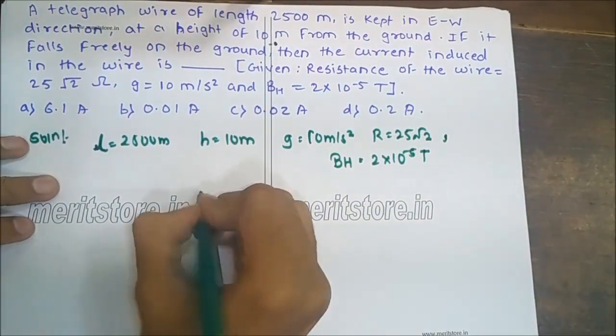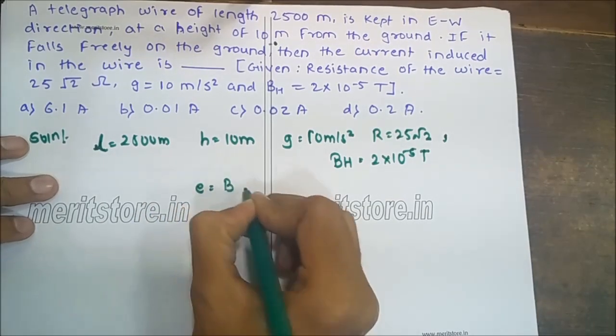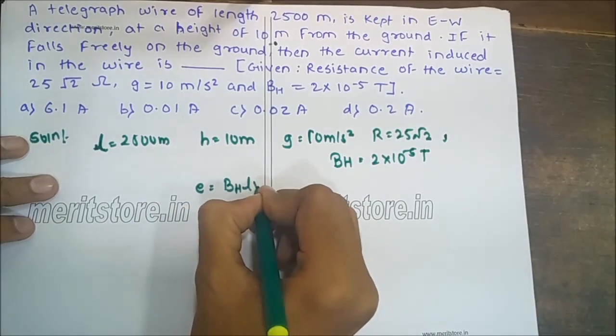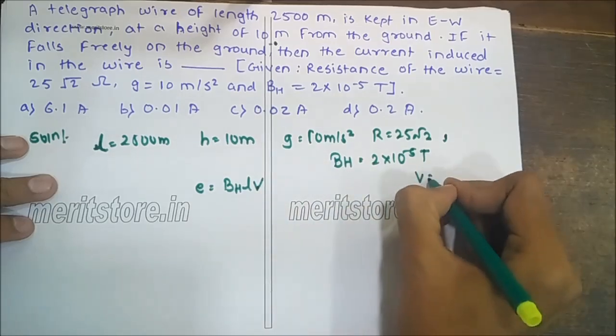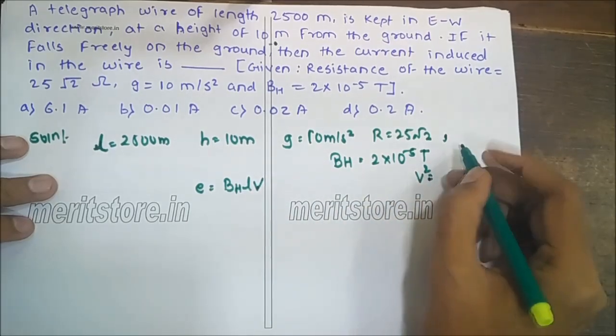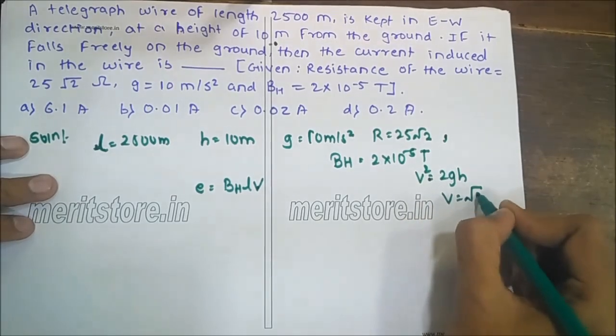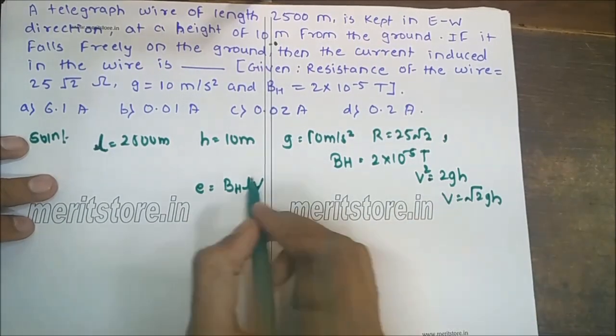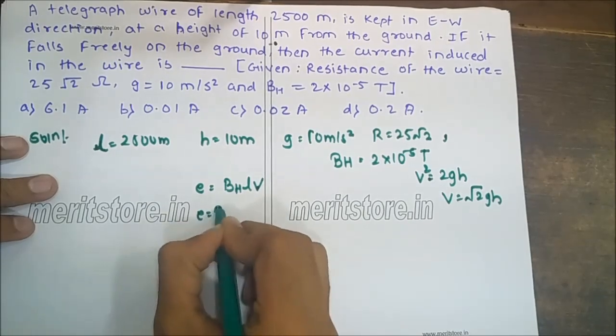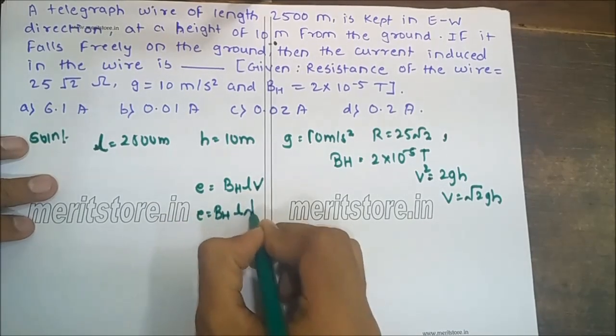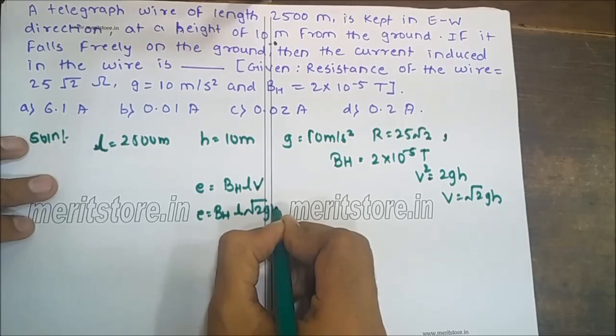So we need to find the EMF induced, that is BH into L into V, where V will be found from the formula V square is equal to 2gh. So V equals under root of 2gh, which we will substitute over here. So we get E equals BH into L under root of 2gh.